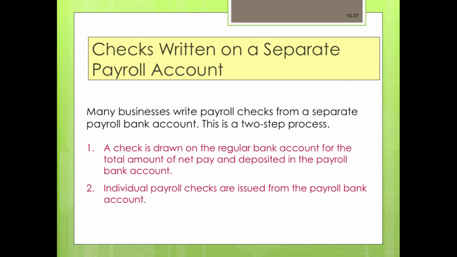Okay, so if a business uses a separate payroll checking account, then the payment process has two steps. A check is drawn on the regular bank account for the total amount of net pay and is deposited in the payroll bank account. And then the individual payroll checks are issued from the payroll bank account, okay? So many businesses do that, and it is a two-step process, but it's up to you how you would handle that on your end.